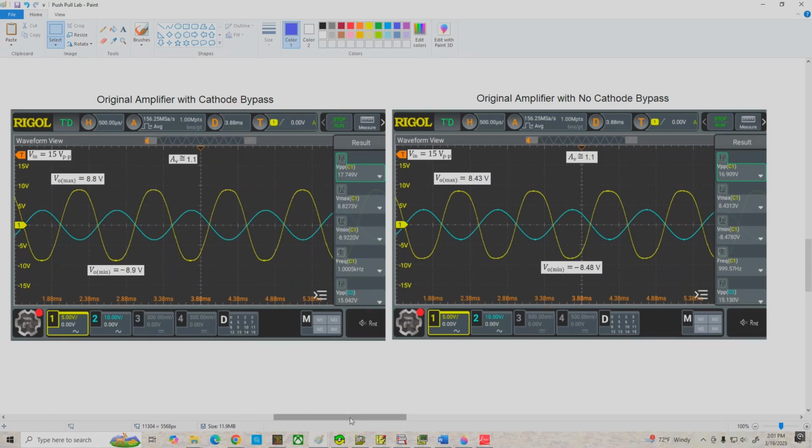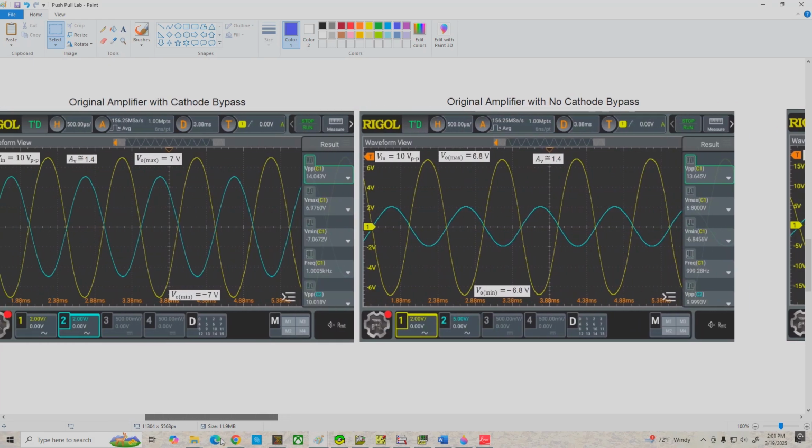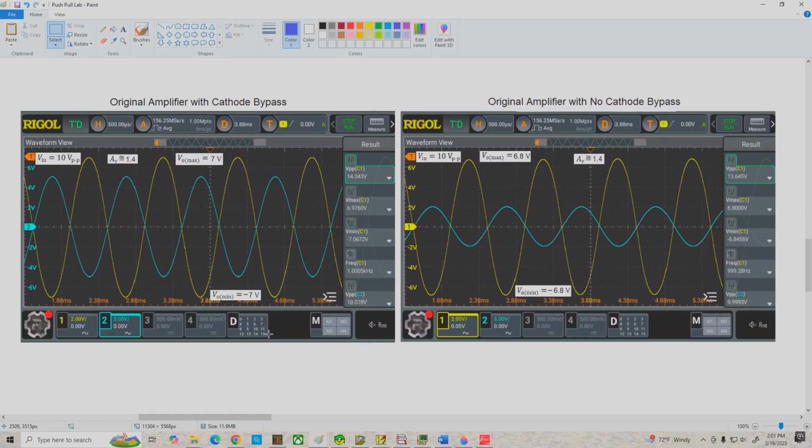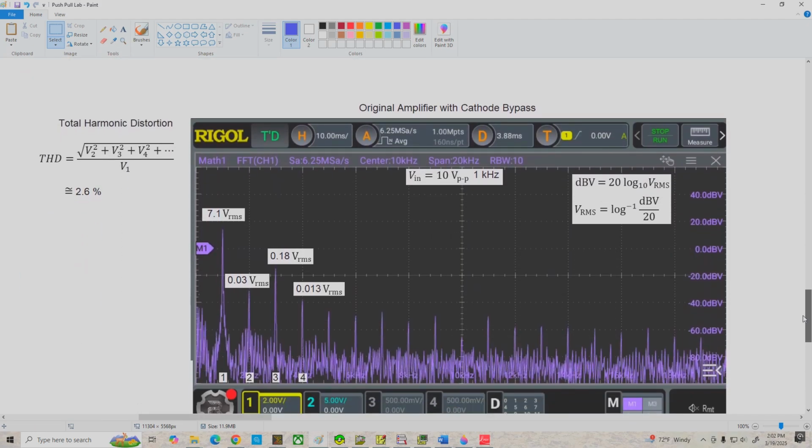Now, I set the scope to function as a spectrum analyzer here, and I just did it on the version with full cathode bypassing with 10 volts peak to peak, and this is the display that I got.